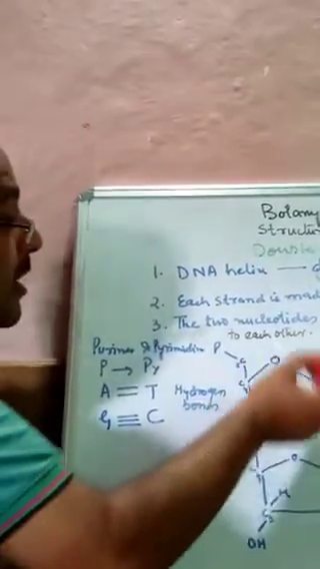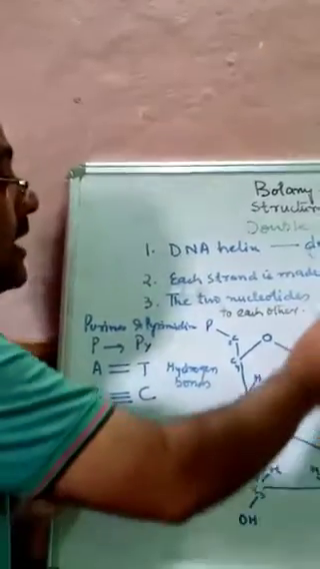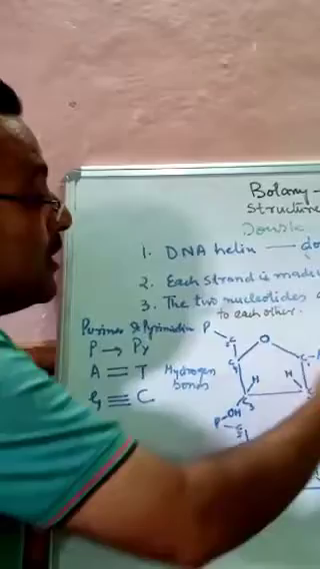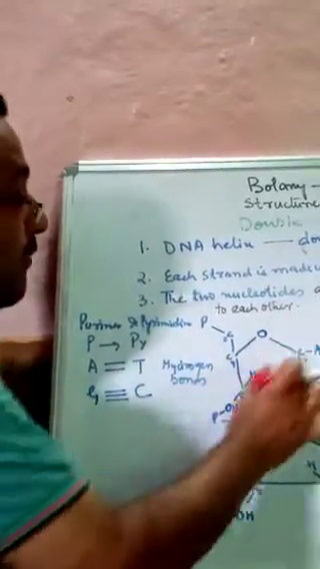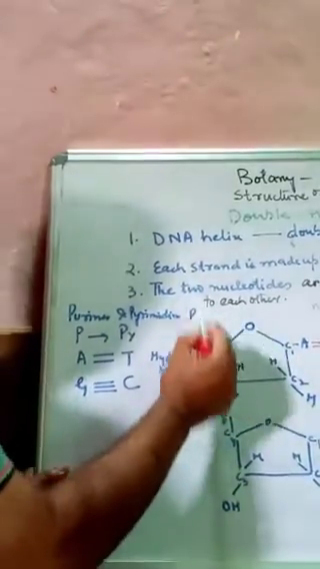And what we will see, the two nucleotide chains that we have, they are antipodal to each other. What do we mean by antipodal to each other? See this structure, see this chain.